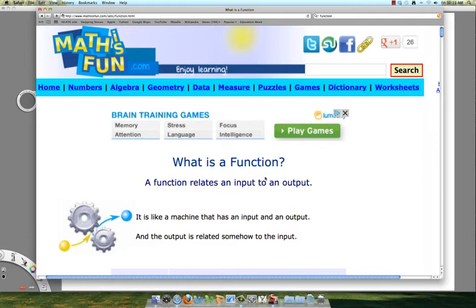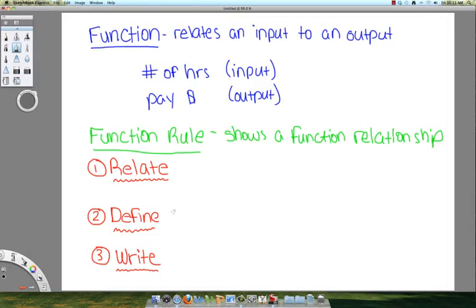So right here on the mathisfun.com site we have a function. It says, what is a function? A function relates an input to an output like a machine. So you see here there's an input going to an output, and that's exactly how a function is related. The output is somehow coming from the input. So let's go to our little online chalkboard here. So I have our definition right here. Let's have an example of input and output.